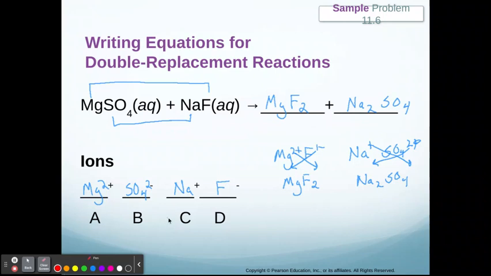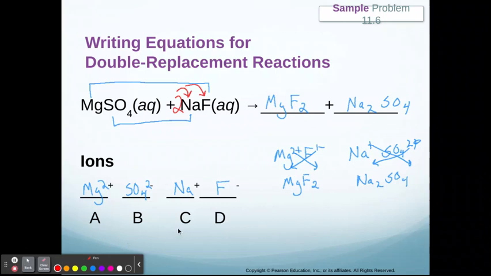Simple as that. And then we go ahead and balance it. So we got to put a 2 right here. Okay, so we have 1 magnesium on the left, 1 magnesium on the right, 1 sulfate on the left, 1 sulfate on the right, 2 sodiums on the left, 2 sodiums on the right, 2 fluorines on the left, 2 fluorines on the right. Looks good to me.